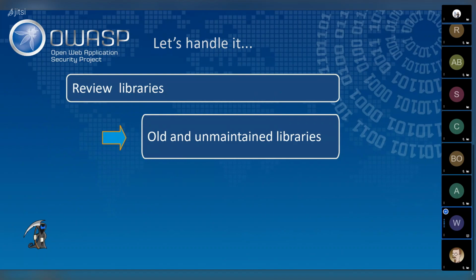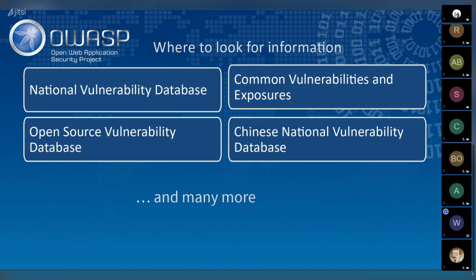It's very good to look at more than one database when you review your code base, as different databases have different reaction times. For example, the average time between vulnerabilities being published in NVD and CNNVD is over 30 days. And many things can happen over those 30 days.